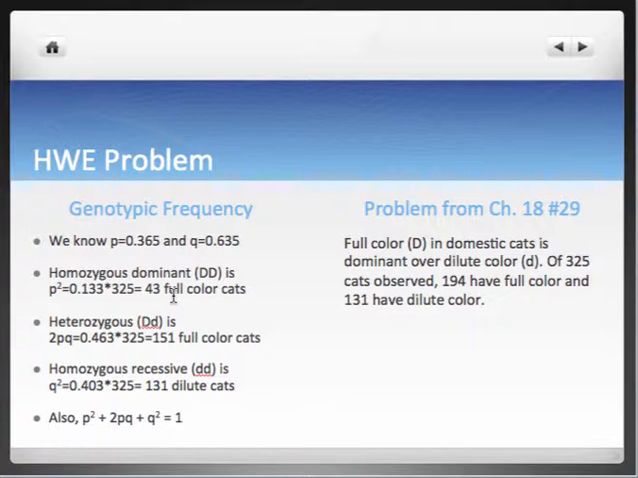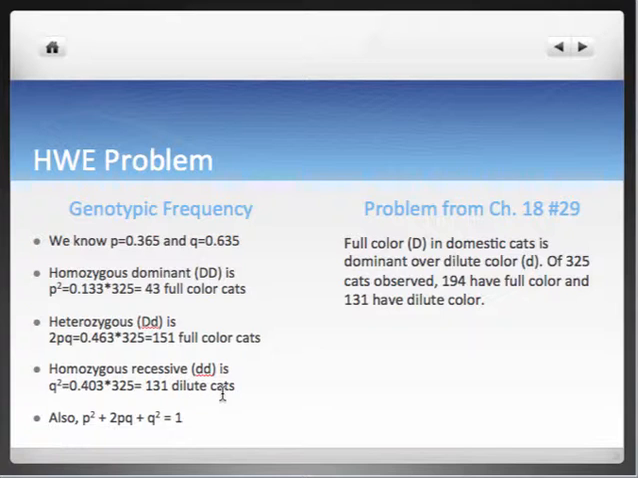What we notice here is that 43 plus 151 gives us the 194, which is what we were told in the problem. However, only 43 of them are homozygous dominant. Homozygous recessive is kind of redundant because we found it earlier, but we can calculate it again just to make sure we're right. We take q, which is 0.635, square it, which gives you 0.403. Then we multiply it by 325, and that gives you 131 dilute cats.